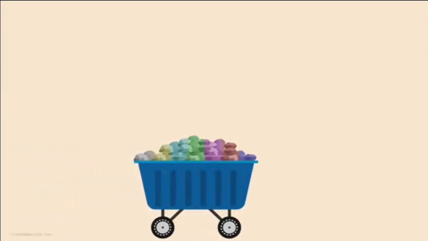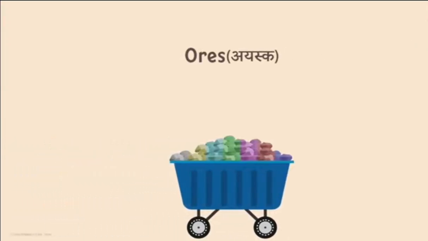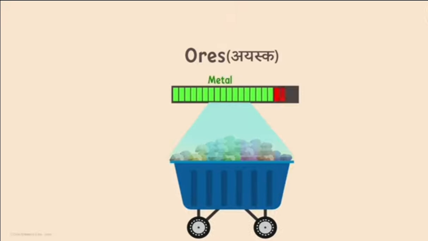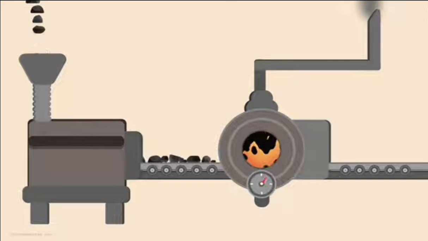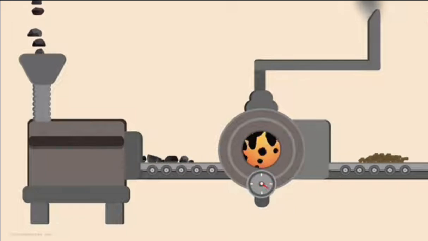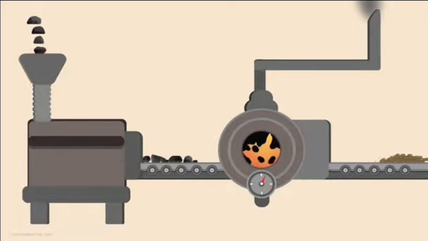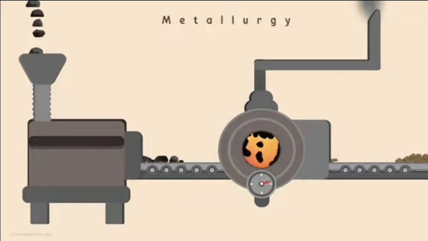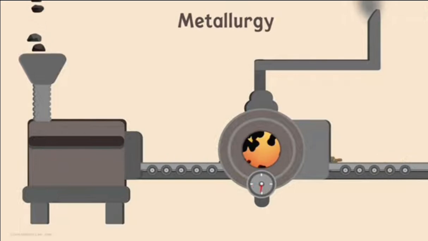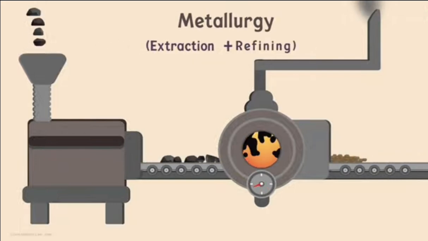Now, ore is defined as a mineral from which the metals can be extracted conveniently and profitably. So, the metal concentration is high and impurity is very low in the ore. Extracting metals from their ores for their use is called metallurgy. So, metallurgy is the extraction plus refining of the metals.